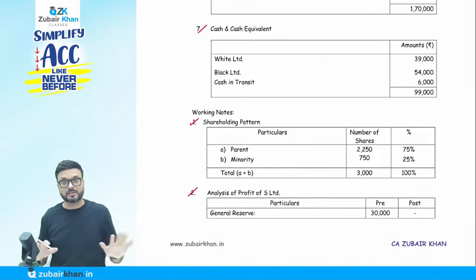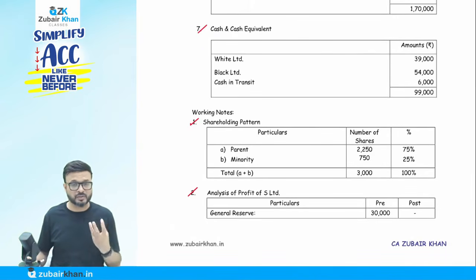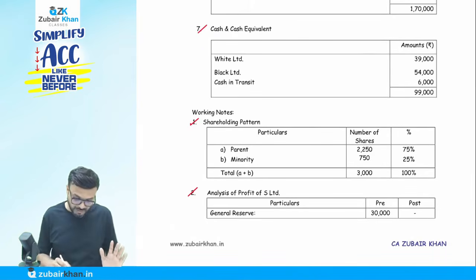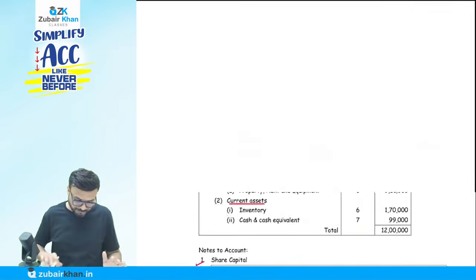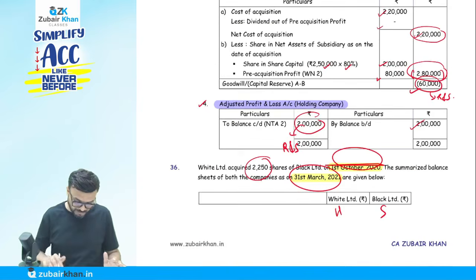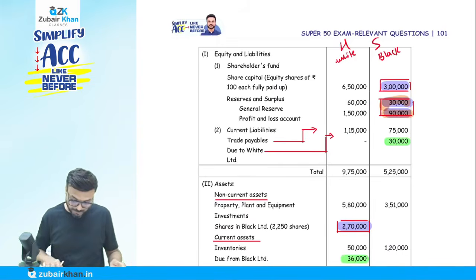Same. Once you have drawn this, always try to sort the shareholding pattern also initially. So how many shares have we acquired here? It is mentioned here that we acquired 2,250 shares. How many are the total number of shares of the subsidiary company?